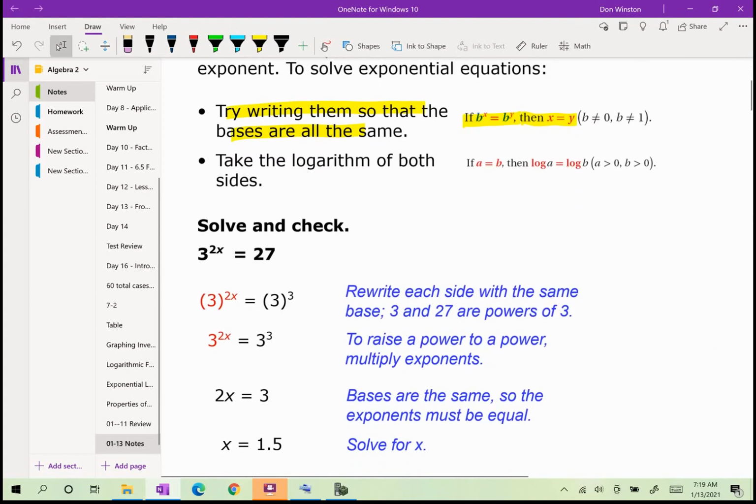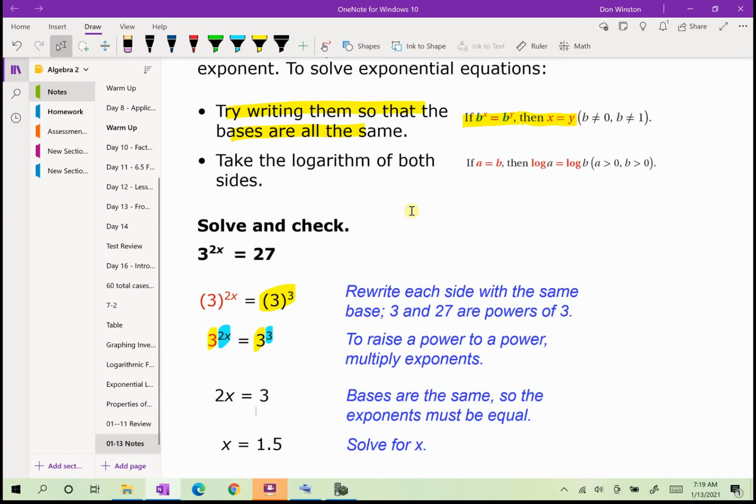Let's look at this example. Here I have 3 raised to 2x equals 27. What value of x makes that true? Well, I can seek out a common base. I recognize 27 as base 3 raised to the third. So now I have 3 raised to 2x is equal to 3 to the third. My bases are the same now, so I can just set the exponents equal to each other. 2x is equal to 3, so x is equal to 3/2. Solved. So we say find a common base.